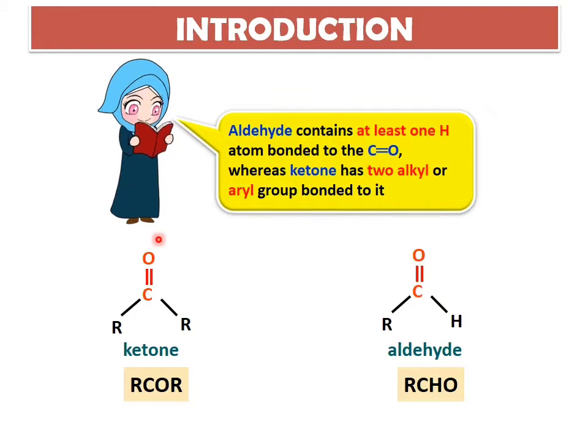So normally the C double bond OH at aldehyde berada di hujung sebelah kiri ataupun di hujung sebelah kanan. Alright? But for ketone, the C double bond O here has two alkyl or aryl groups bonded to it. So dia diapit oleh dua carbon for ketone. So that's the difference between aldehyde and ketone.